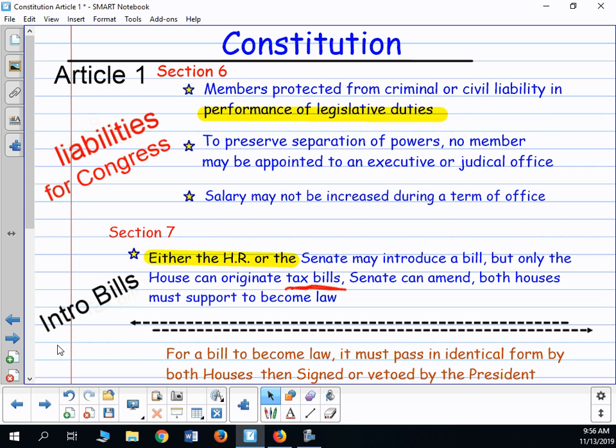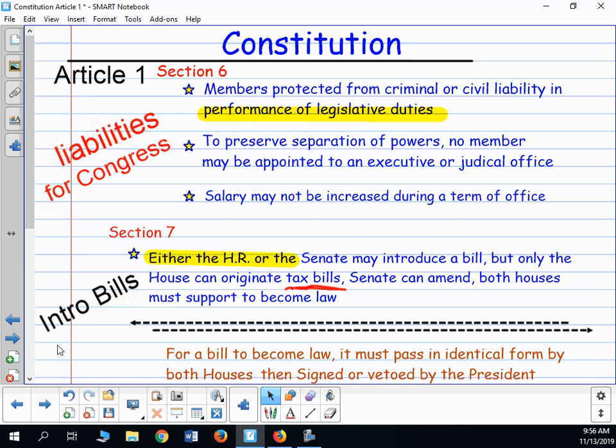All right, so to start with, though, the House of Representatives or the Senate may introduce a bill, and either one can introduce a bill. There's no issue with that. There is one exception, however. Only the House can originate a tax bill. Since the House represents the people, the Founding Fathers felt strongly that in order for it to be fair and represented correctly, only the House could start anything with regards to taxes. Now, the Senate can amend, but both houses must support it in order for it to become a law. So they both have to vote for it. I'm going to show you that process here in just a second.